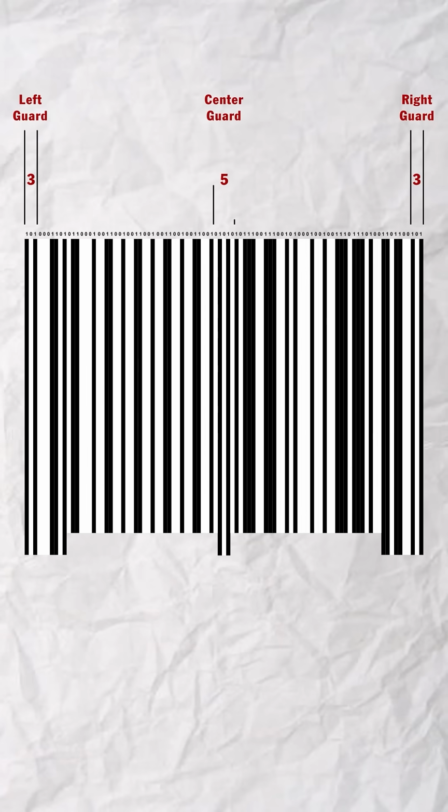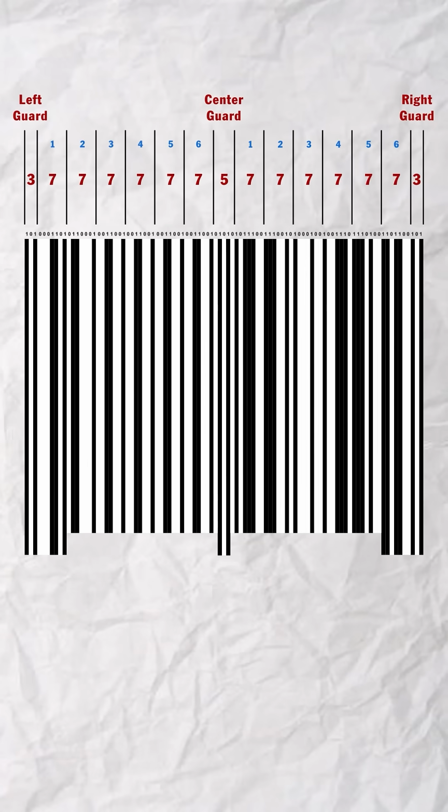This barcode has a total of 95 zeros and ones, which is divided into 15 parts. The first 3 columns on the left and the last 3 columns on the right represent the barcode start and end, and the 5 columns in the center separate the left and right sides. On the left and right sides, there are 42 zeros and ones, which are again divided into 6 groups of 7 numbers.